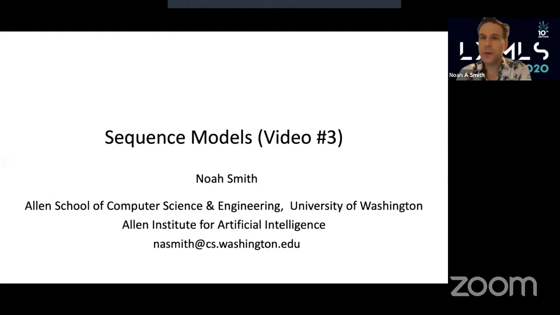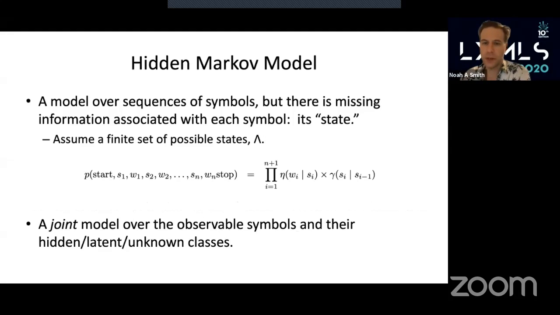Okay, continuing where we left off, we're on the third part of the sequence models lecture, and we're going to start talking now about hidden Markov models. So a hidden Markov model, or HMM, is a model over sequences of symbols like we had before. But now in this model, we assume that there's some missing information associated with each symbol in the sequence, and it's called its state. And so the states are discrete.